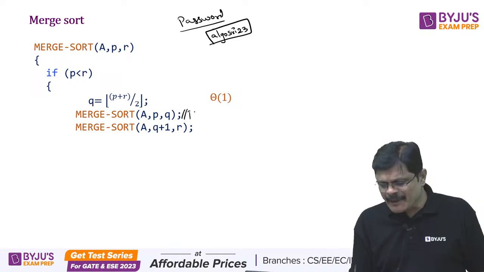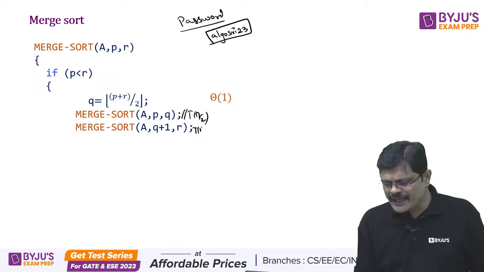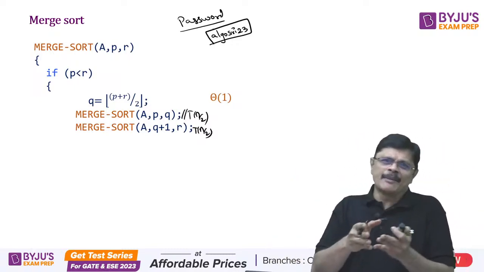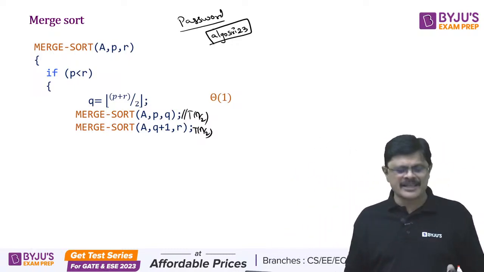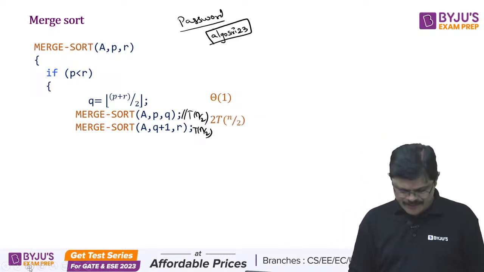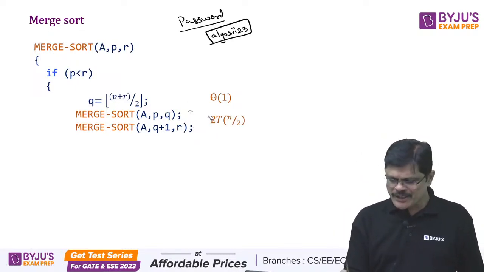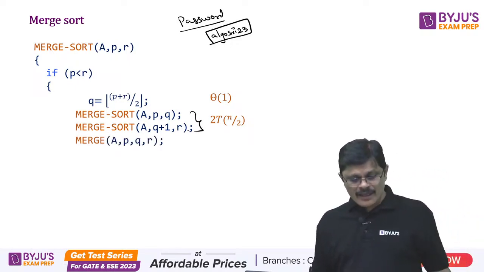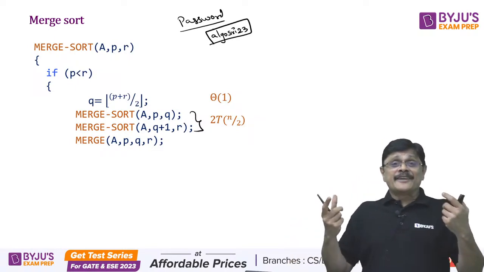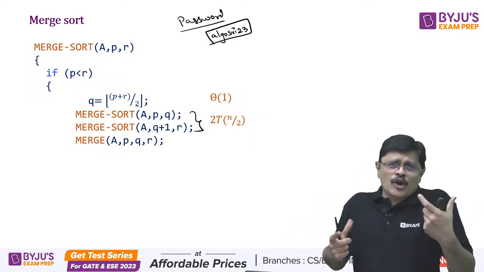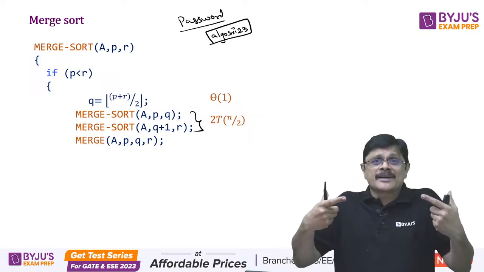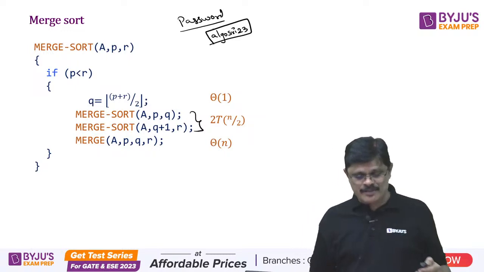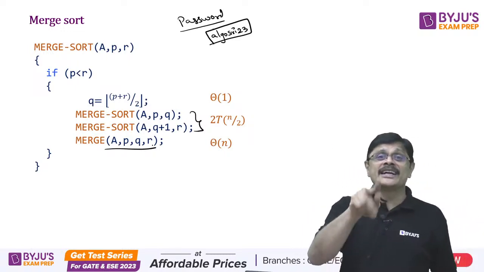This will take T(n/2) time. This will also take T(n/2) time, because the entire problem takes T(n) time, so the left subproblem takes T(n/2) and the right subproblem takes T(n/2). Combining these two, that would be 2 times T(n/2), the sum of these two. Then after recursively solving, you get a left sorted subarray and a right sorted subarray. We need to merge them in a sorted manner, and that is called the merge process. This merge process will take theta n time.